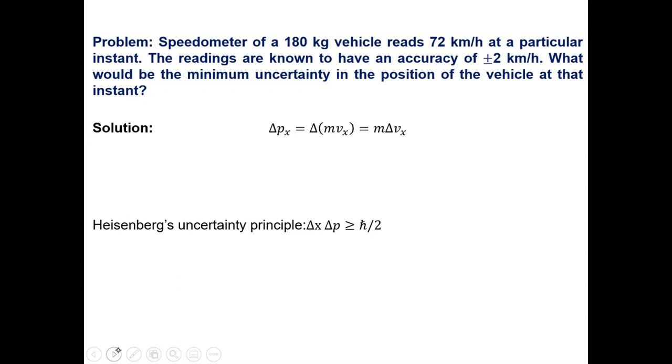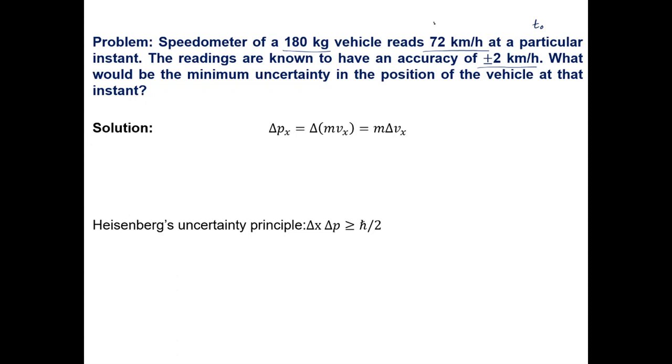Okay, so the next problem is you have a vehicle. The vehicle is 180 kilograms in weight, and of course you have a speedometer in the vehicle, and the vehicle speedometer reads 72 kilometers per hour as the speed at a particular instant. Let's say this instant is t naught, and the readings are known to have an accuracy of plus minus 2 kilometers per hour.